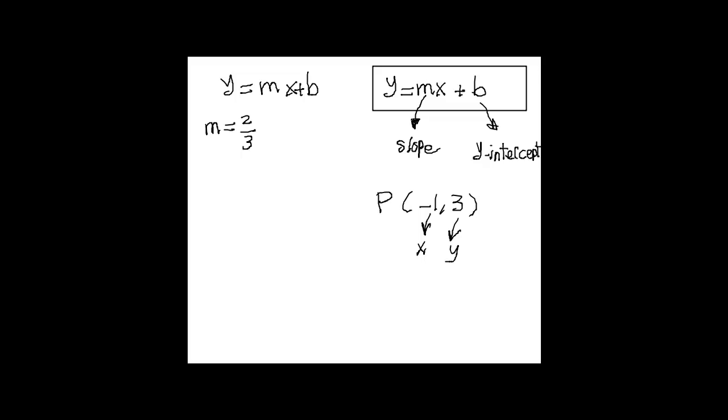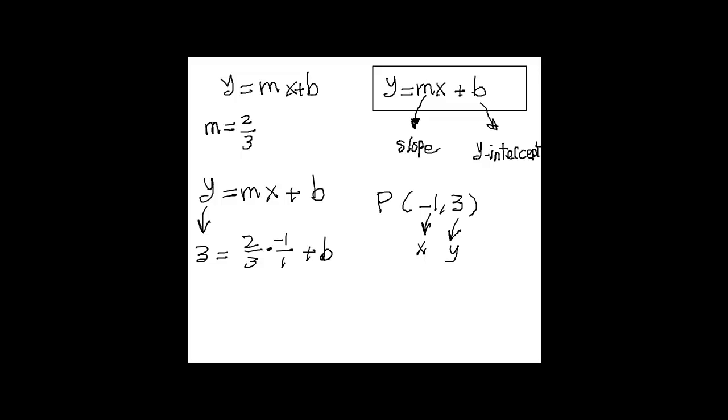So in this case, if I use this information, I can solve for b. Very simple. y = mx + b, because I know what y is. y is 3. I know what the slope is, 2/3. I know what x is, -1, or -1/1, plus b. Then I can solve for b.